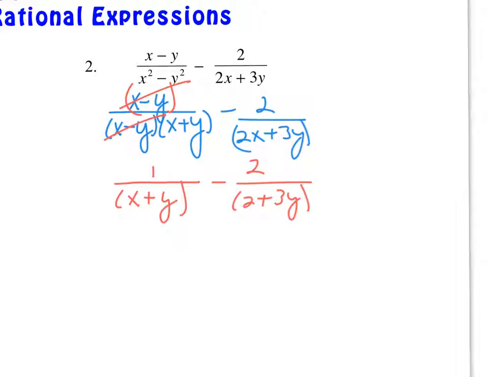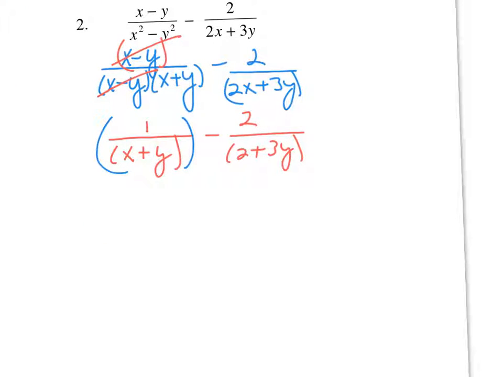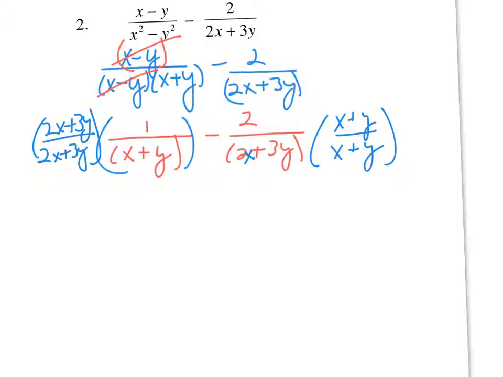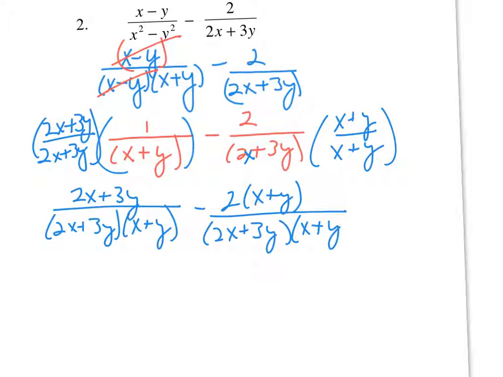So for this term, I'm going to multiply this side by 2x plus 3y, there should be an x right there, divided by 2x plus 3y. And on this side, I will multiply by x plus y over x plus y. And when I simplify a little bit, I'll get 2x plus 3y all over 2x plus 3y times x plus y, minus 2 times x plus y all over 2x plus 3y times x plus y.